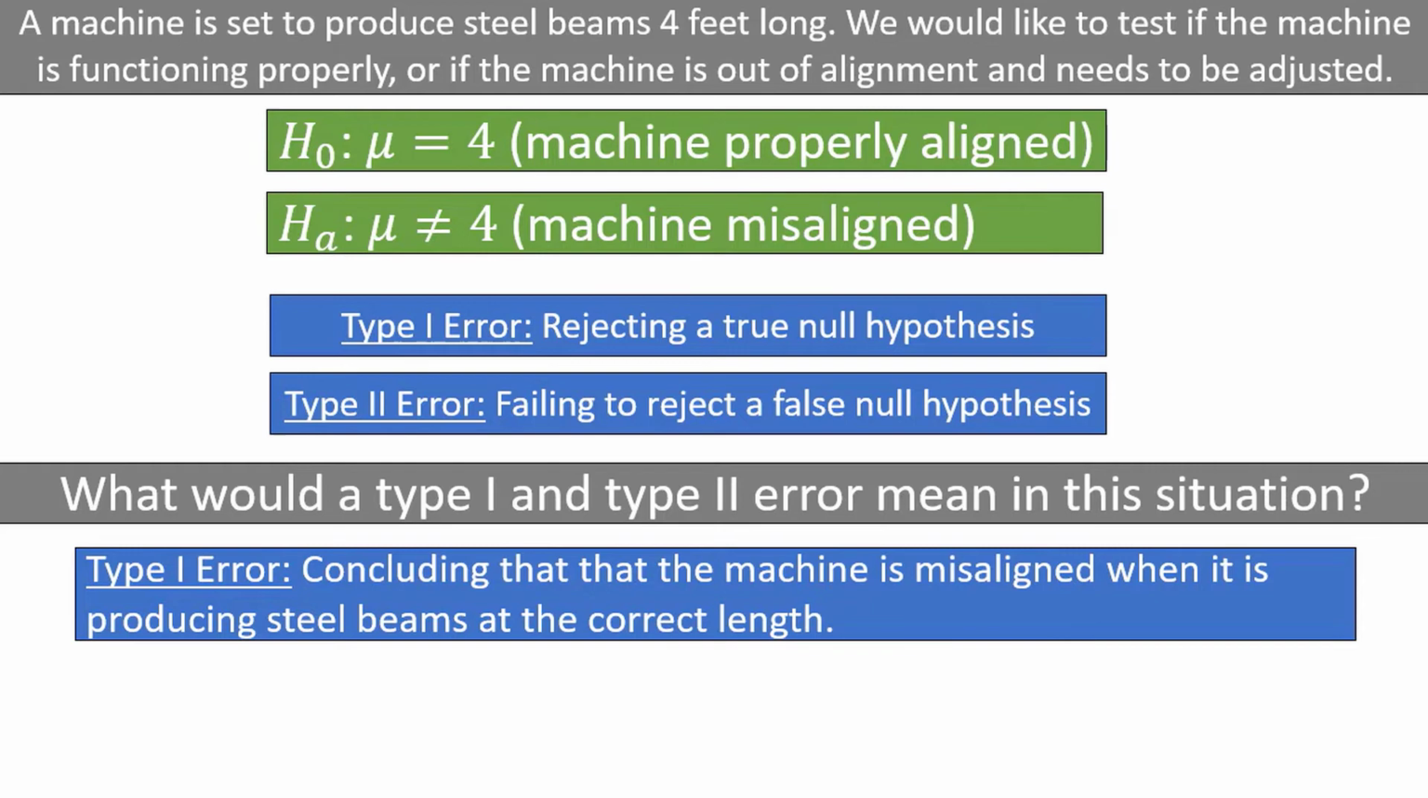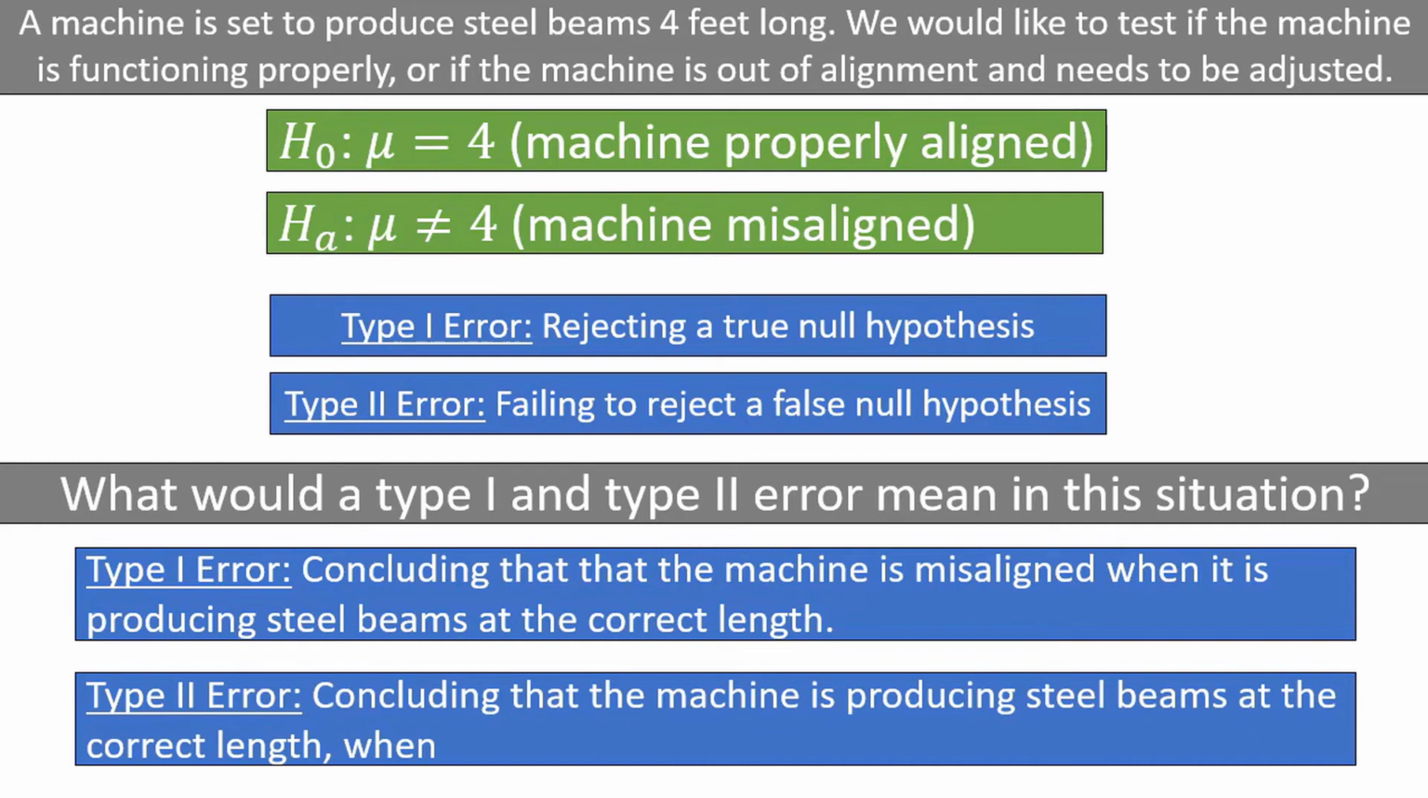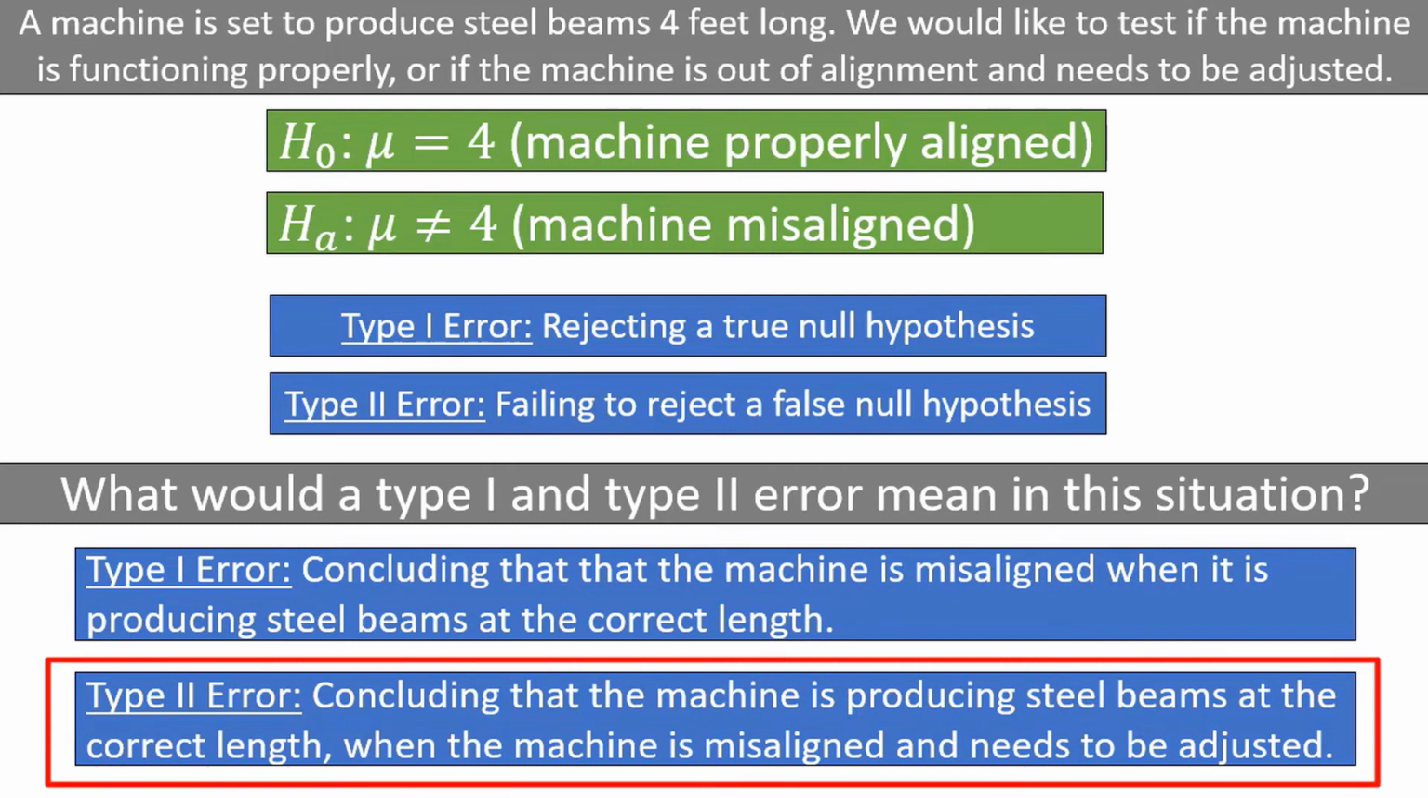A type 2 error occurs when we fail to reject a false null hypothesis. This would mean concluding that the machine is producing steel beams at the correct length, when in reality the machine is actually misaligned and needs to be adjusted. This could cause several beams to be created of the incorrect length, which might need to be scrapped, causing wasted time and materials. Arguably, the type 2 error is worse in this scenario.